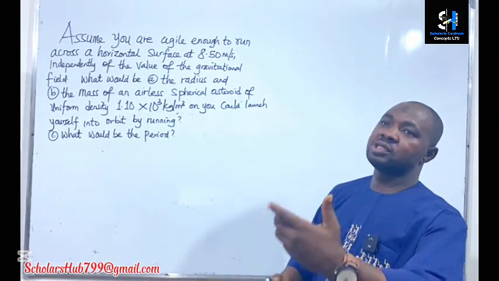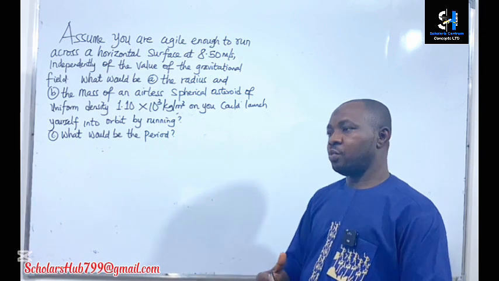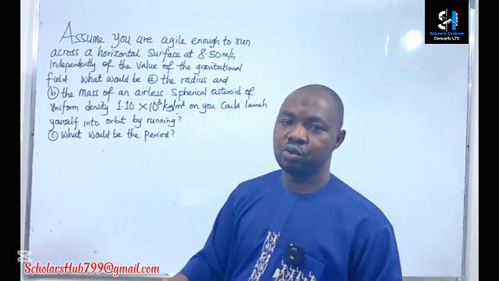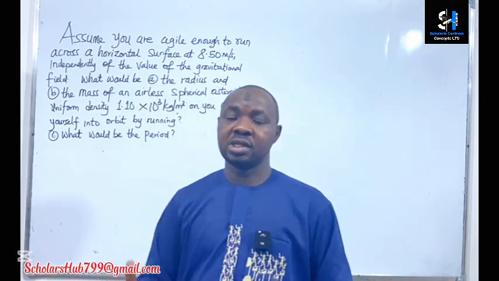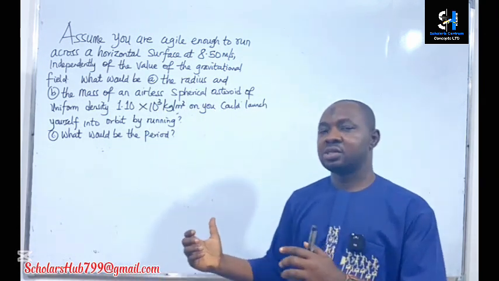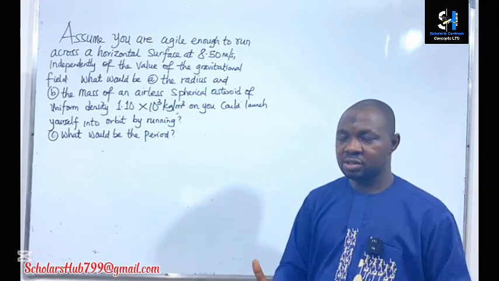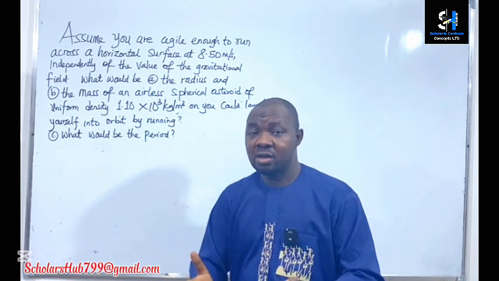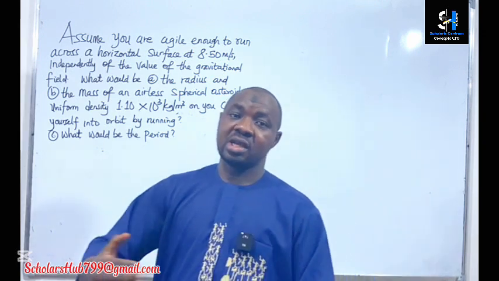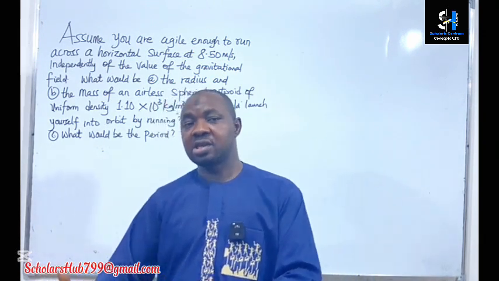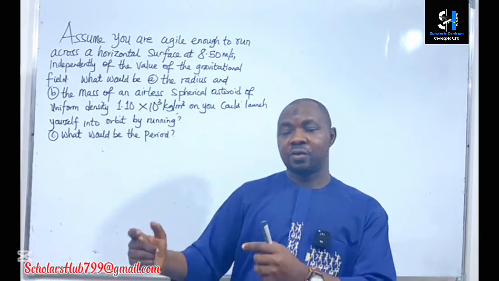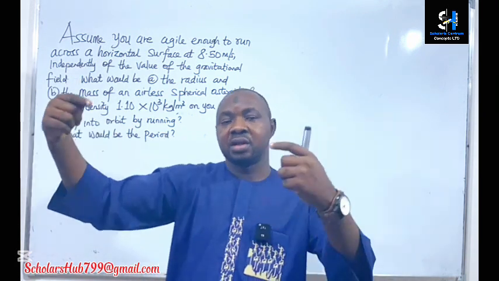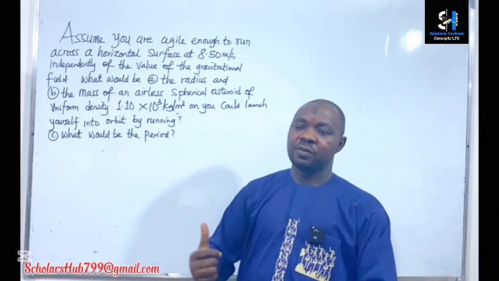That means to launch oneself into orbit by running on an asteroid, the runner's speed must be equal to the orbital velocity. Yes, I said orbital velocity because this is not the case of escape velocity. It is escape velocity when we talk about the minimum velocity required for an object to escape from the gravitational pull of a celestial body, and the body will then travel into interplanetary space.